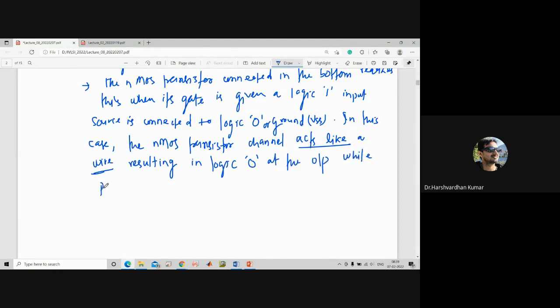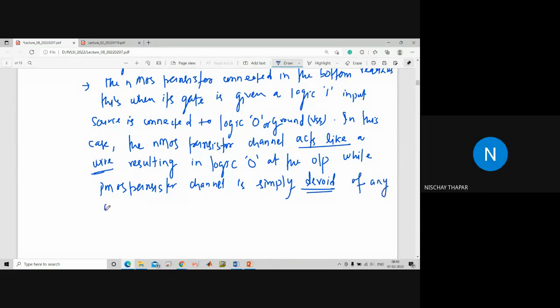While the PMOS transistor channel is simply divided. What do you mean by divided? What is the meaning of divided? It means there is no conducting channel, no current, separated.